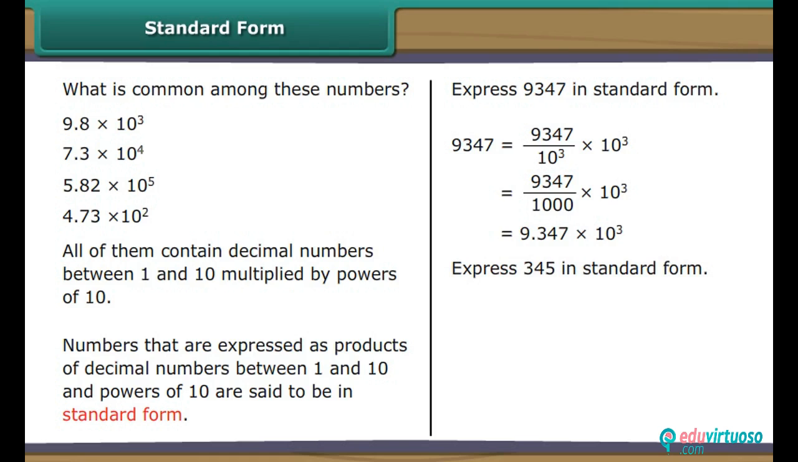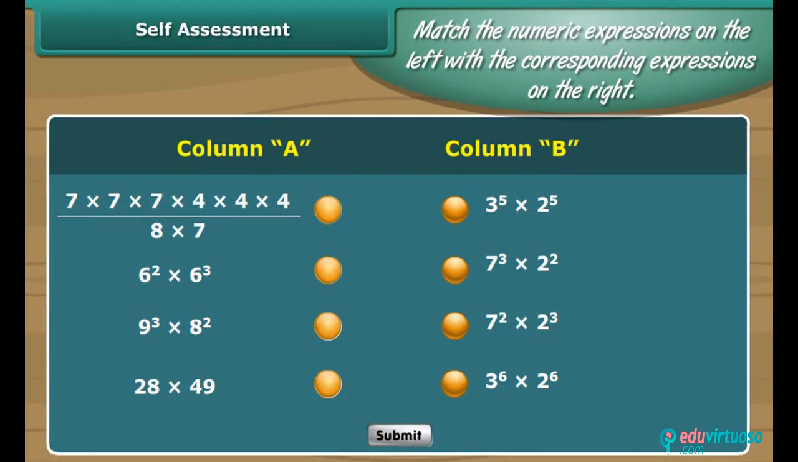Now express 345 in standard form. By simplifying it, we get 345 upon 10 square into 10 square, which is equal to 345 upon 100 into 10 square, which equals 3.45 into 10 square. Self-assessment. Match the numeric expressions on the left with the exponential forms on the right.